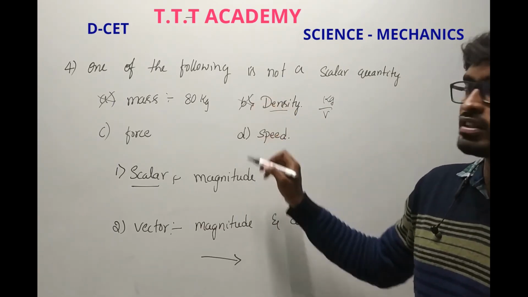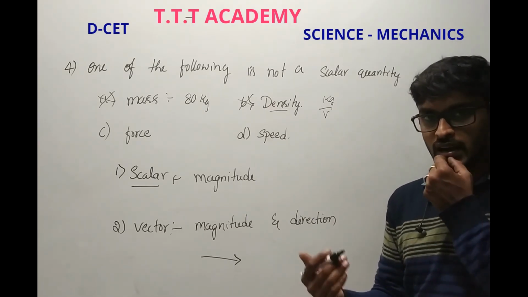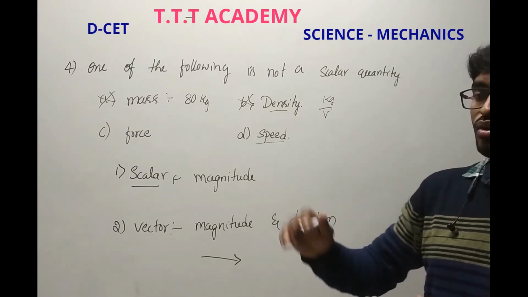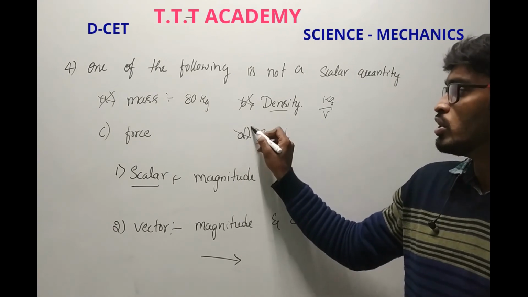And then speed is nothing but the total distance divided by the time taken. It tells how fast the vehicle is moving. It does not indicate the direction. So this is also a scalar quantity.